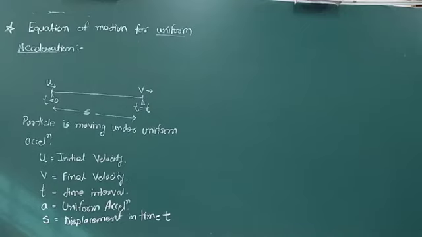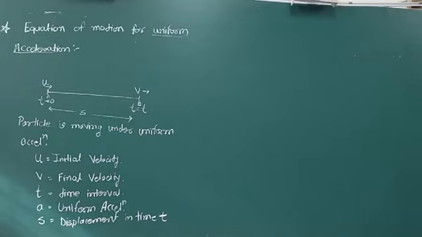So at position A, the initial velocity of that particle is u when time t is equal to 0. Now this particle is moving under uniform acceleration. It covers a small displacement s in time t and reaches point B. When that particle reaches point B, then v is the final velocity of that particle.